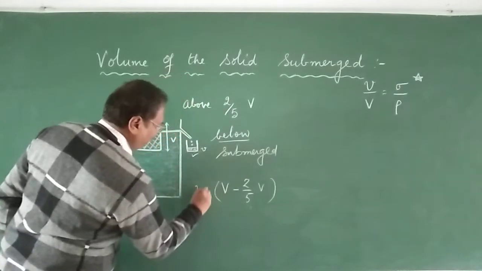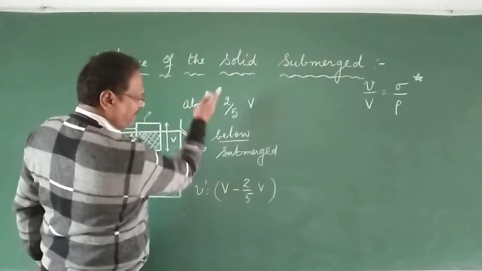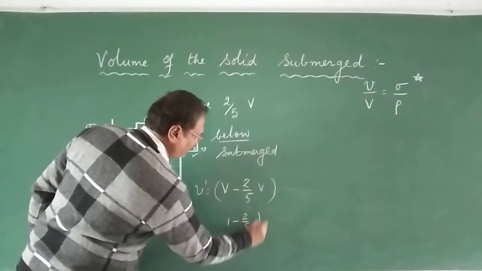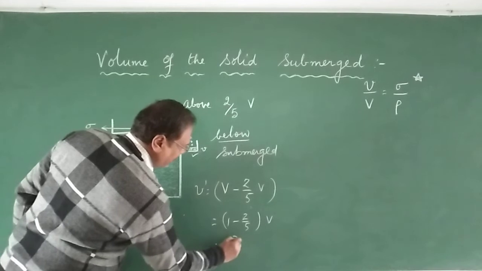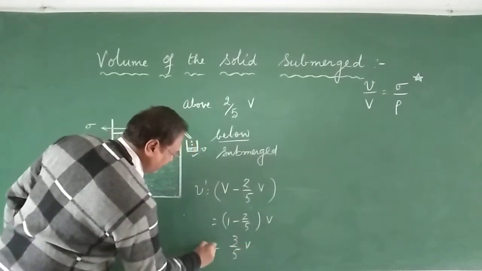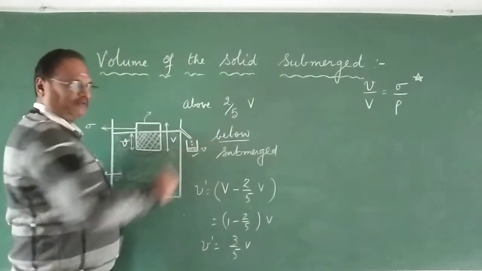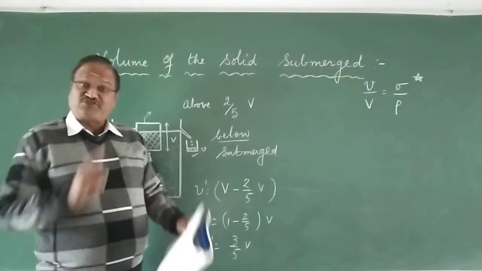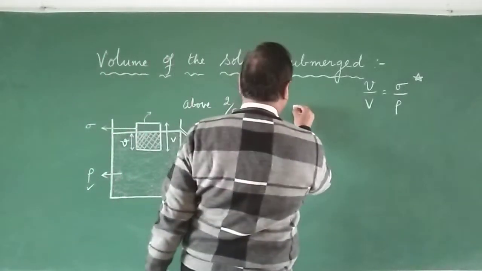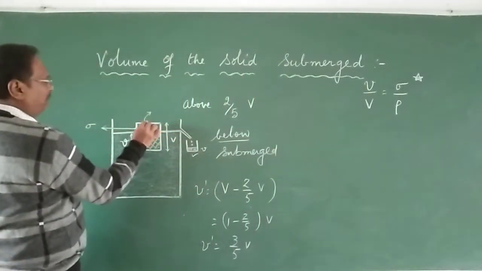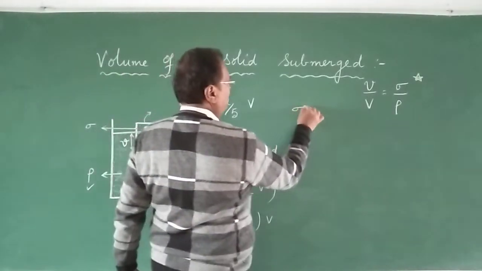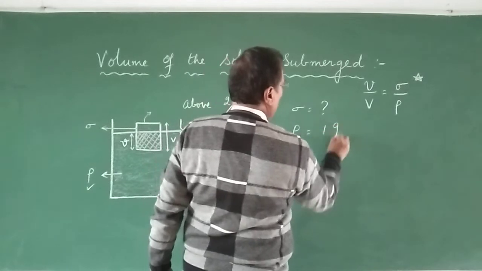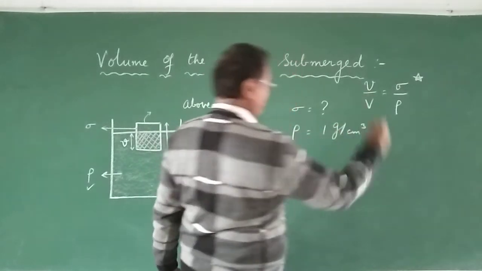The volume which will be submerged: 2/5 is above, so that is 1 minus 2/5 of V, which is equal to 3/5 V. That is the volume which is being submerged. As I read further, calculate the density of the wood. Wood is the body which is floating, that is sigma. Sigma is equal to how much, when rho, the density of water, is 1 gram per cubic centimeter.